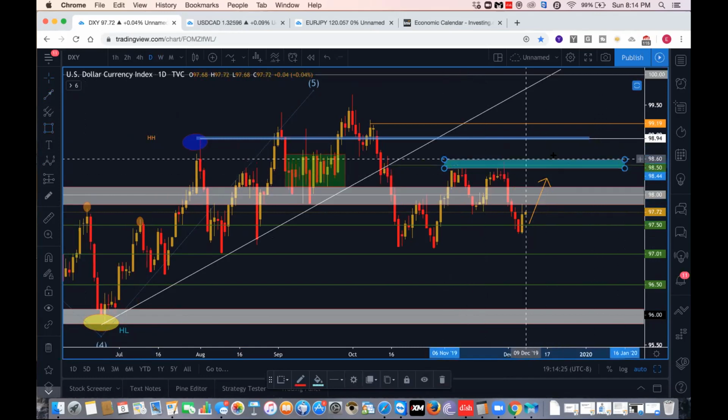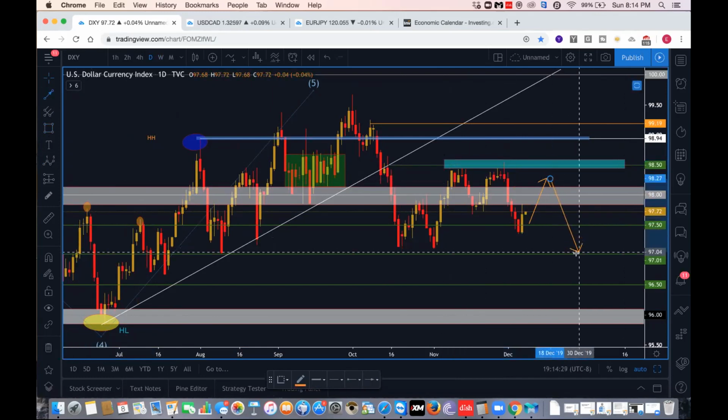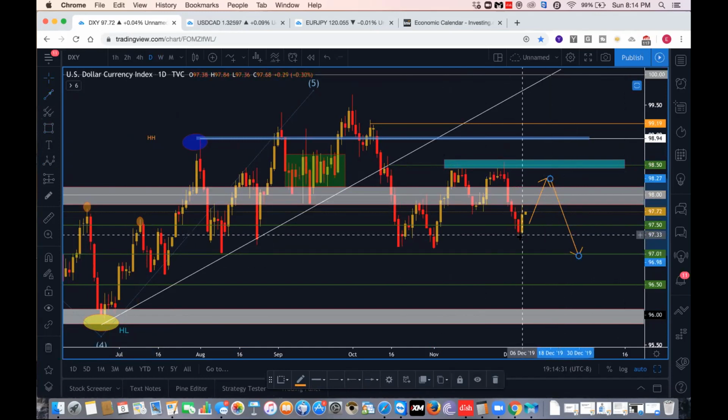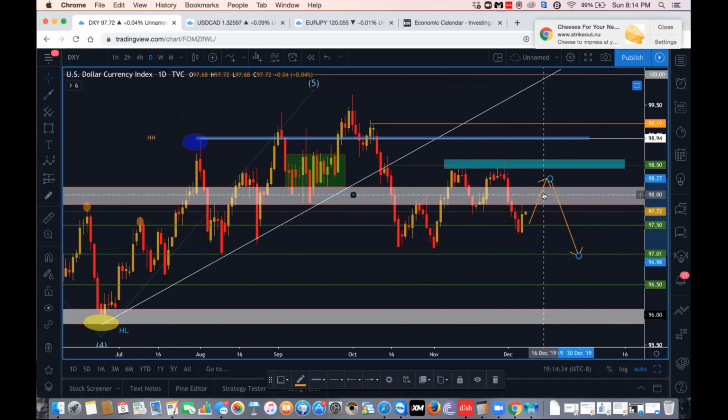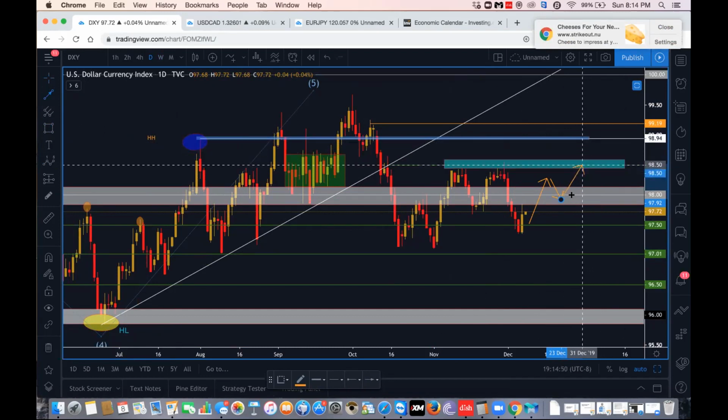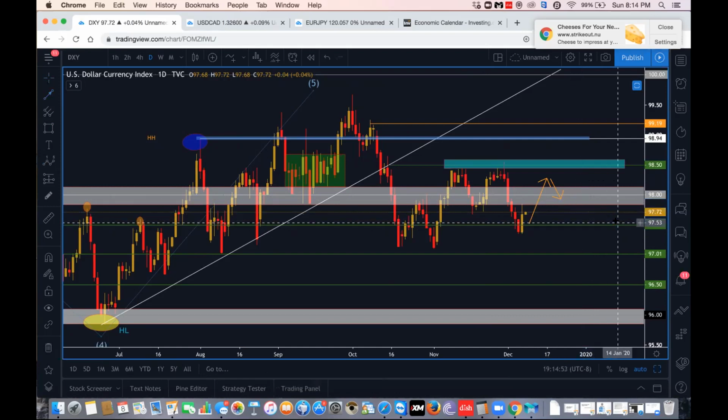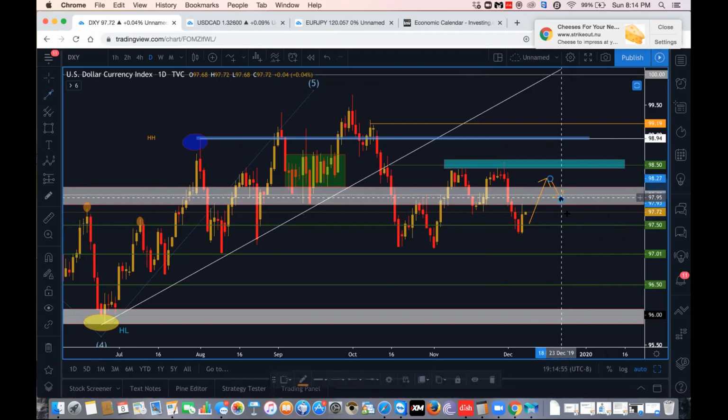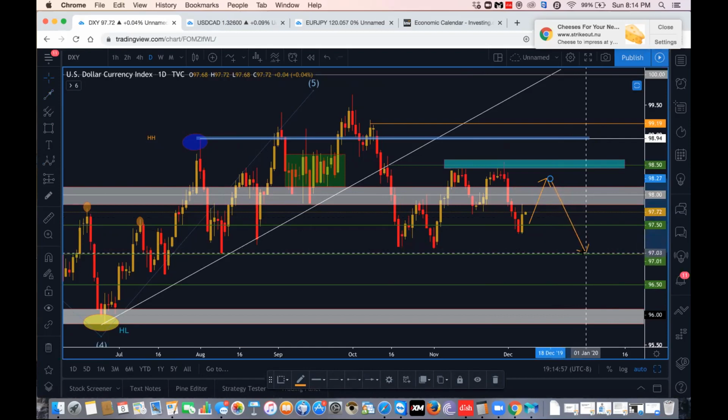So if price doesn't break above these highs, then overall, I'm going to look for another correction back down to the downside, possibly towards 97. But if price breaks above 98, and let's say it pulls back down and finds support, then I'm going to be looking to take this back up towards these highs and then possibly back up towards 99. But overall, I favor the first scenario, where price pulls up and then pulls back down like this, something like this.